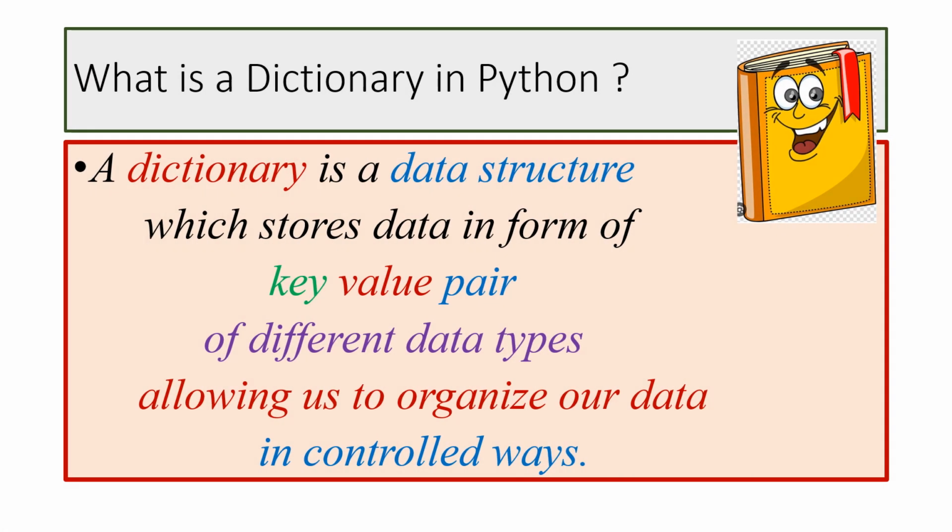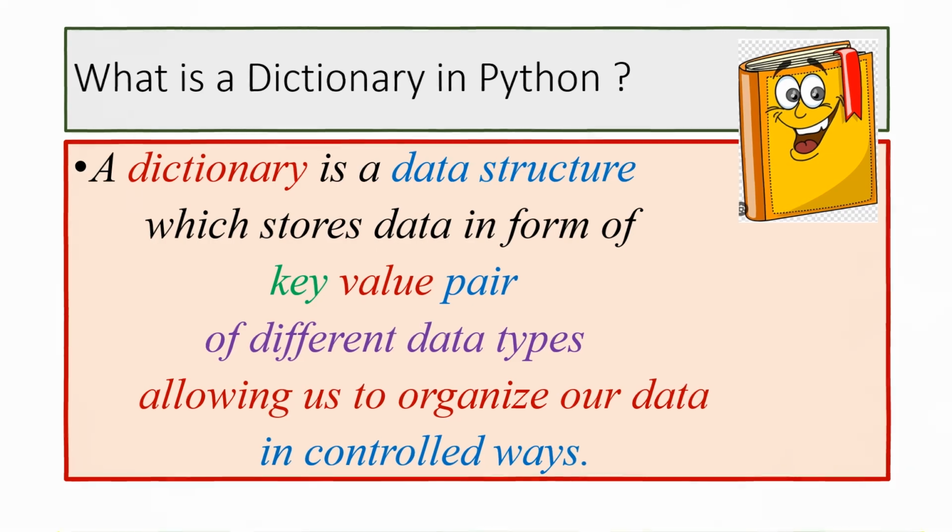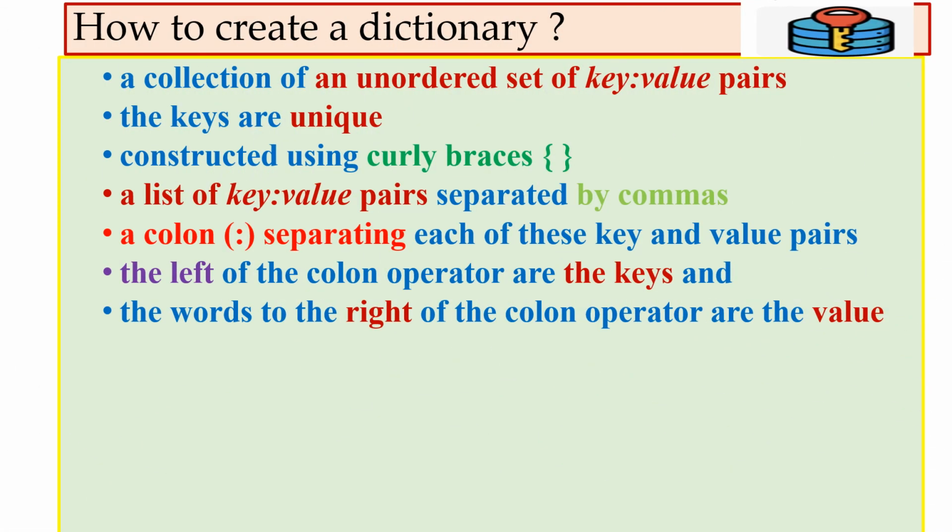So we need to know what a dictionary refers to in Python. A dictionary is a data structure which stores data in the form of key value pairs of different data types, allowing us to organize our data in controlled ways. Learn how to create a dictionary.